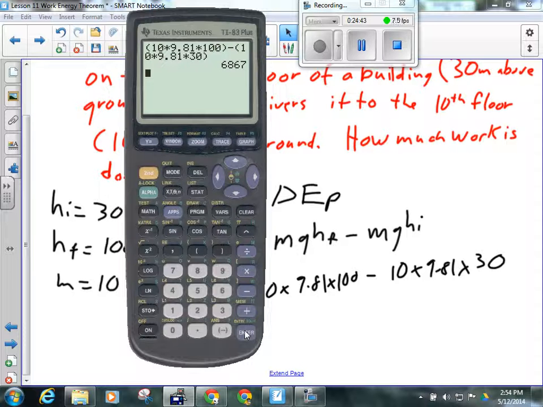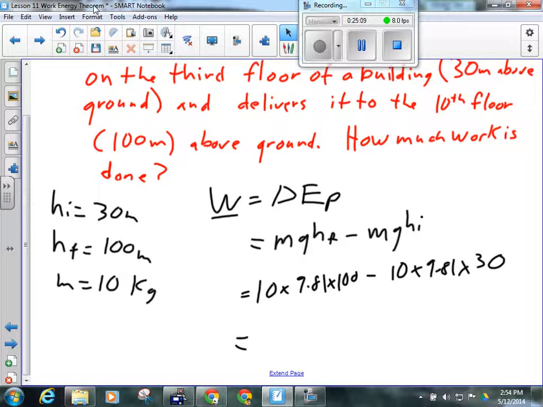All right, so that's roughly the work you would do if you had a 10 kilogram backpack and you went up 70 meters. Okay, that's how much work it would take. That would be the calories you would burn, generally speaking. So if you were exercising, and you're trying to figure out how many calories or kilojoules or whatever you were burning, okay, this is how you could figure it out. Alright, questions on that one?